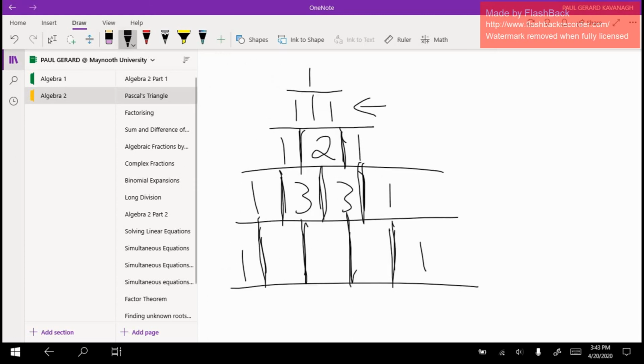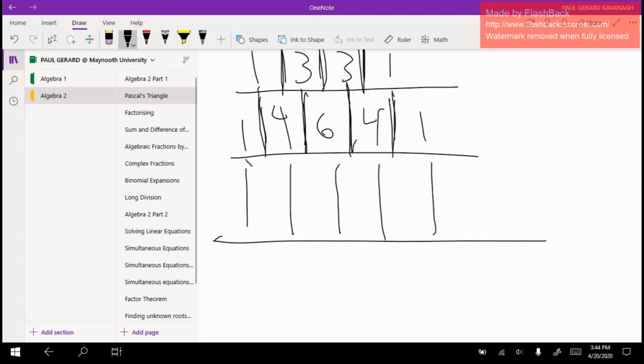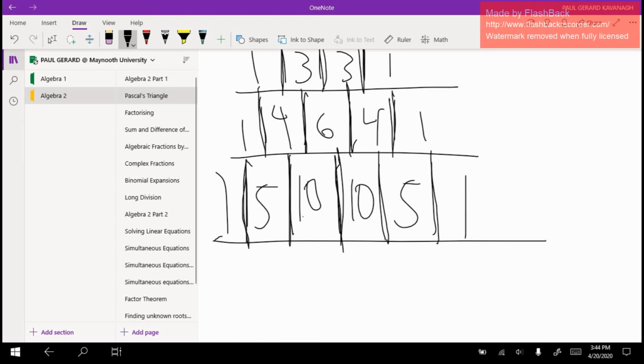Now you can see here it's going to be 1, 4, 6, 4, 1. Finally, the last one. We're on our last one, guys, don't worry. So now, as I said before, 1, 1, and now it's going to be 1, 5, 10, 10, 5, and 1.